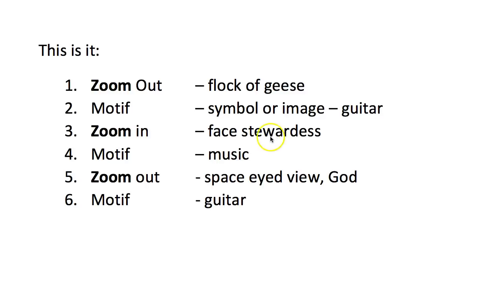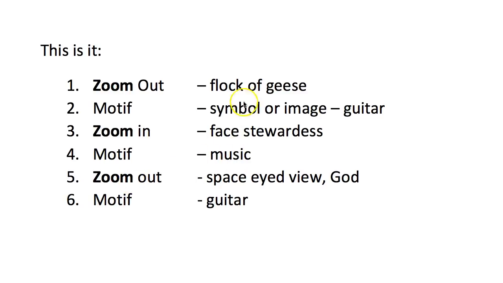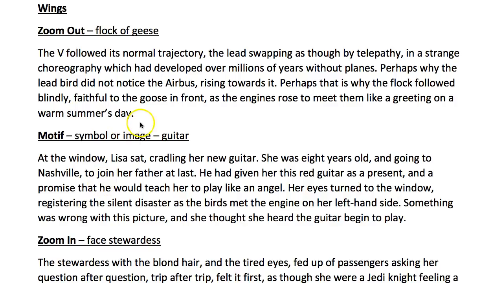Again, I'm not even thinking. My motif, well, it's got to have something to do with the guitar again. Okay, I'll focus in on some music. Then I'll zoom out again. Oh, I don't necessarily have to go to the geese. I could have like God looking down. That would be a really far out, zoomed out perspective. And then I'm going to go in again onto the motif. I'm going to look at the guitar. So this technique works 100% of the time.